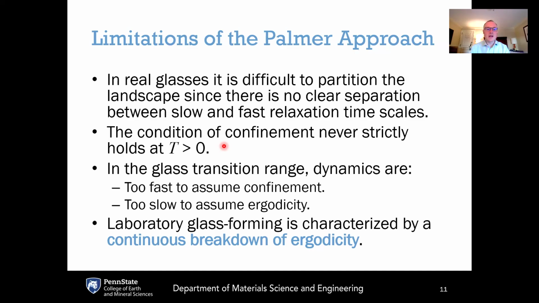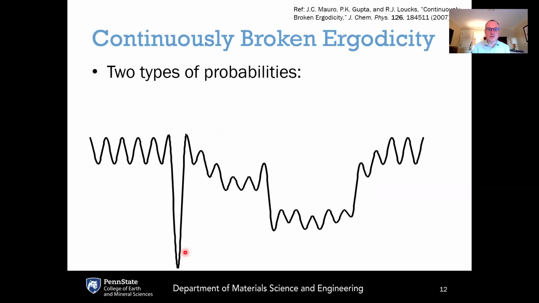And the other issue is that within the glass transition range, the kinetics are really too fast to assume confinement and too slow to assume ergodicity. That is because the Deborah number within the glass transition range is of the order of 1. Palmer's approach really just applies to the non-ergodic system at temperatures well below the glass transition. So there are some major shortcomings to Palmer's approach that need to be addressed. The way that we describe the thermodynamics or statistical mechanics of a realistic glass-forming system is through a generalized theory called continuously broken ergodicity.